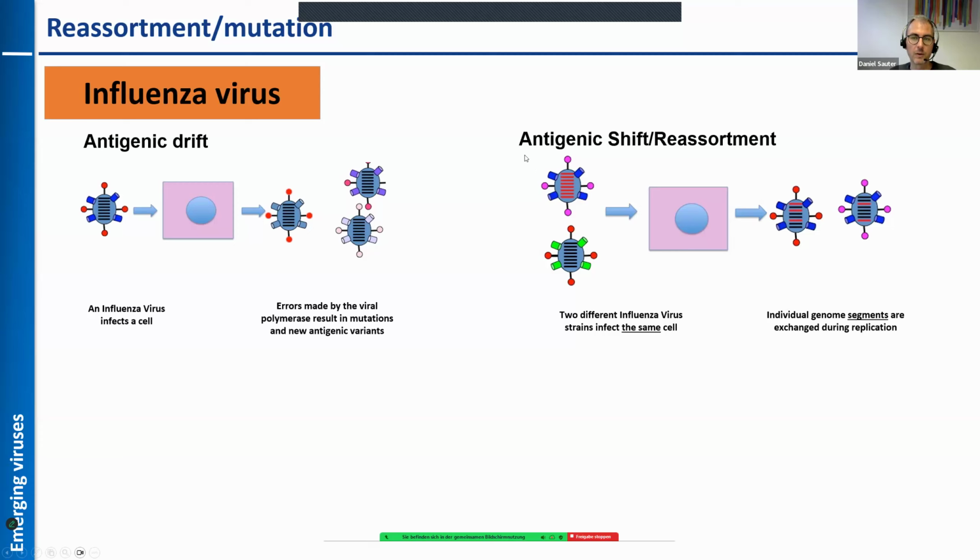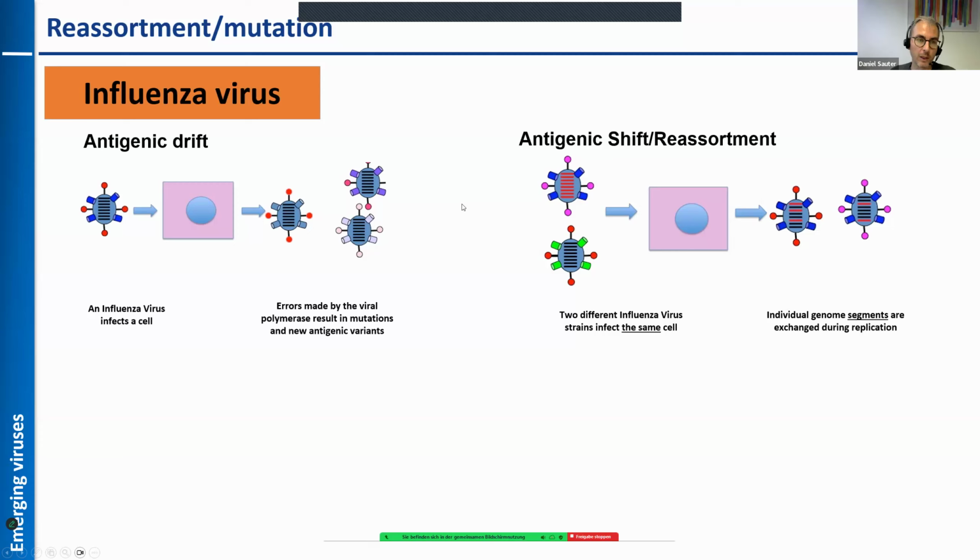In contrast, antigenic shift is caused by reassortment. So if one individual is infected by two different strains of influenza virus, these may reassort their genomes, so different genome fragments may be sorted in a new manner. And this, of course, as you can imagine, may have major effects on the antigenic composition of the virus, and in the end also on its pathogenicity and infectivity.